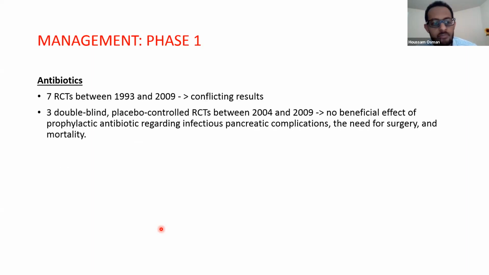Okay, we'll keep moving. The second thing in phase 1: the question is antibiotics. When do we use antibiotics? And again, we are talking about the acute phase, the first few weeks of pancreatitis.